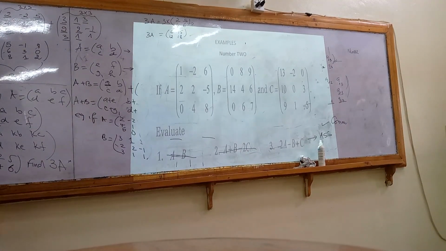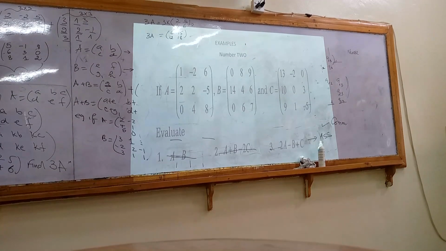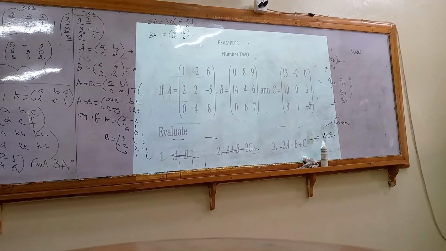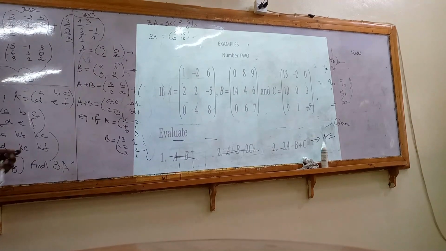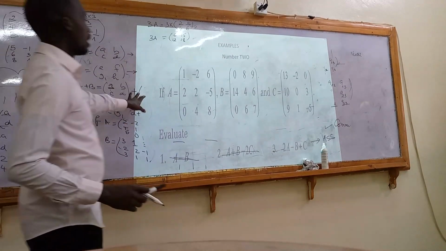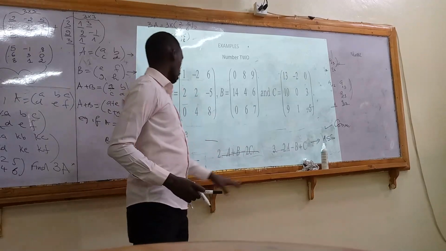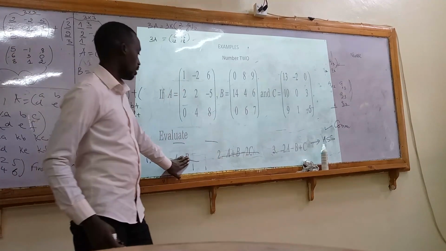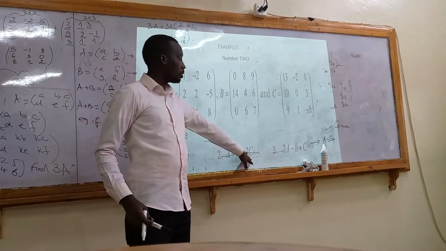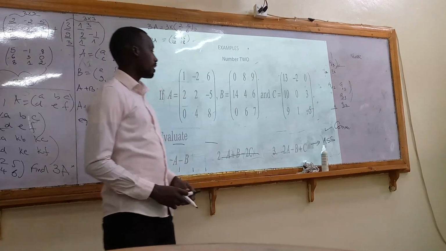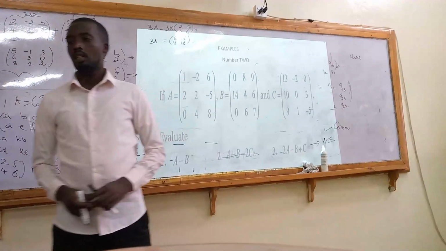So we have another example here. Still it is about the operations of addition, subtraction, and scalar multiplication. We have A, we have B, we have C. Try A minus B. A plus B minus 2C. 2A minus B plus C.